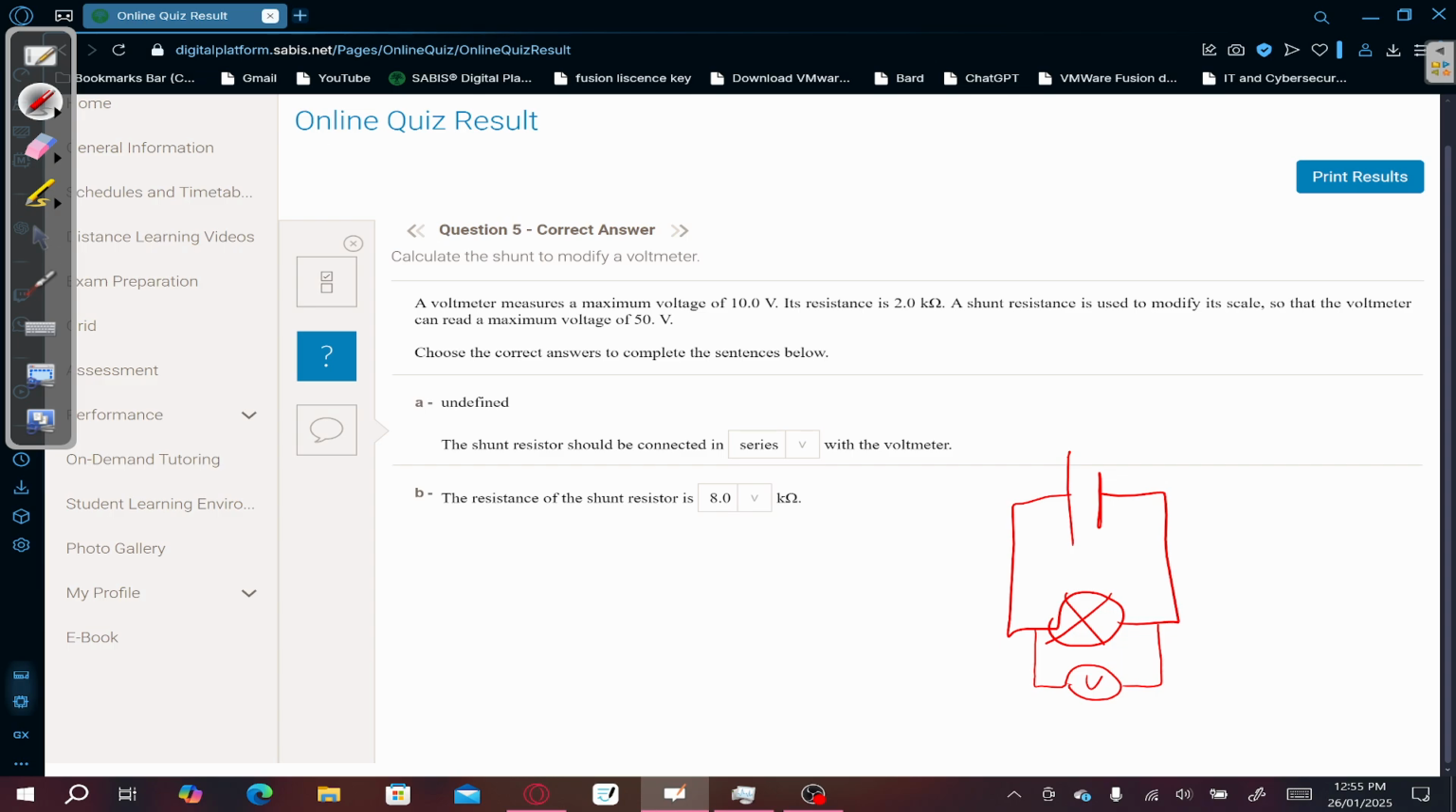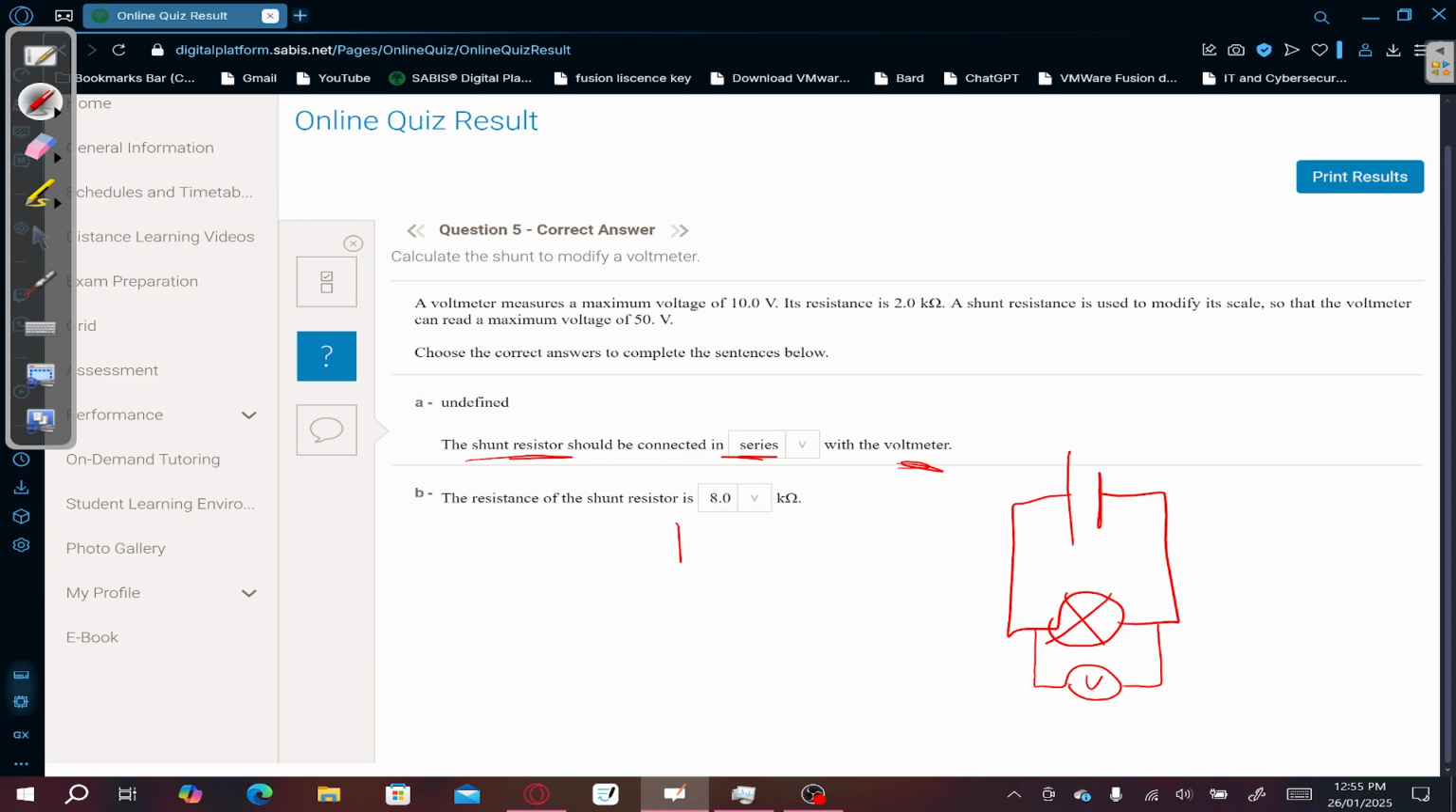So on the outside, it's parallel. On the inside, it's the opposite, so it's going to be in series. The shunt resistor is going to be in series with the voltmeter. Whatever is happening on the inside is the opposite of what's happening on the outside. On the inside, it's series. On the outside, it's parallel. This also works for the ammeter, by the way.